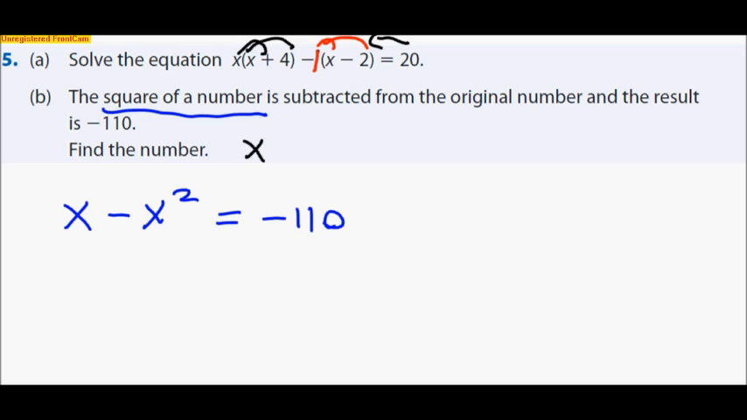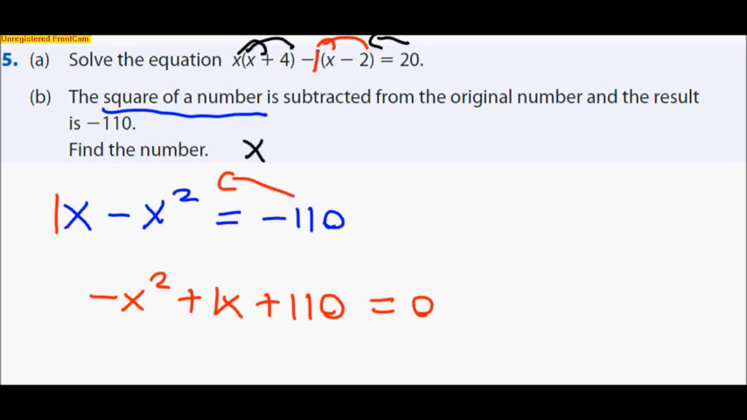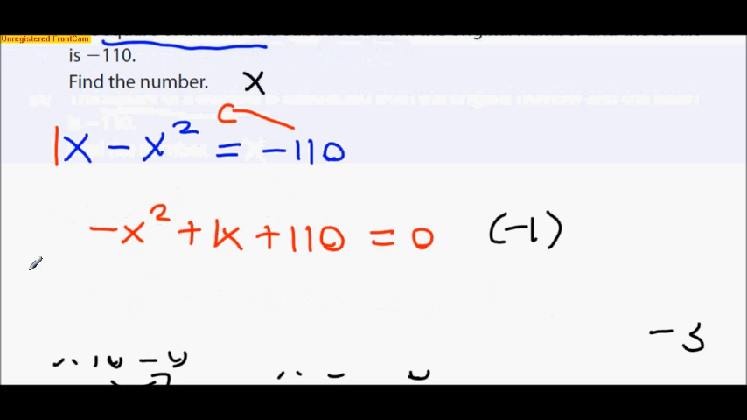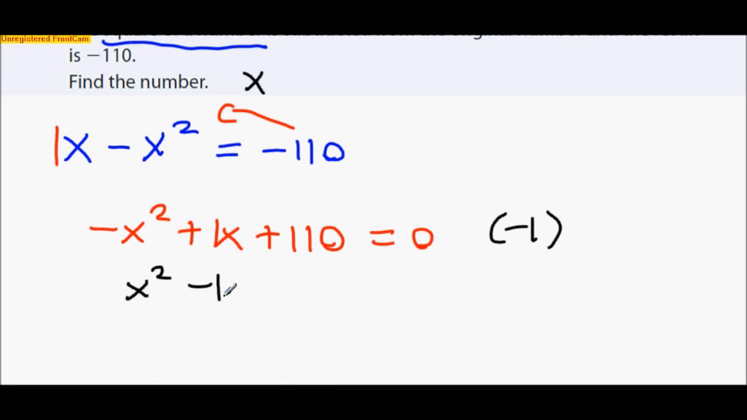So what we need to do here is bring the minus 110 over the other side. So we're going to get minus x squared plus 1x plus 110. Now the problem here is the minus x squared. So what we're going to do next is multiply across by minus 1. And when we multiply across by minus 1, what we're going to get is x squared minus 1x minus 110 equals 0. The reference number is minus 110.